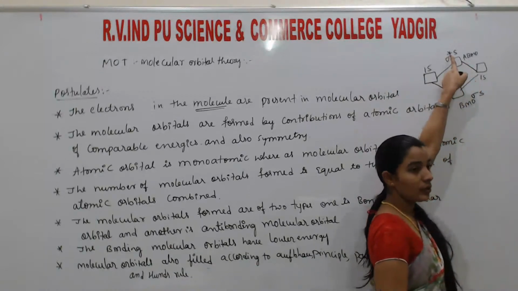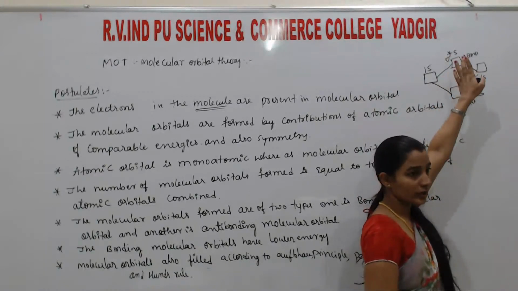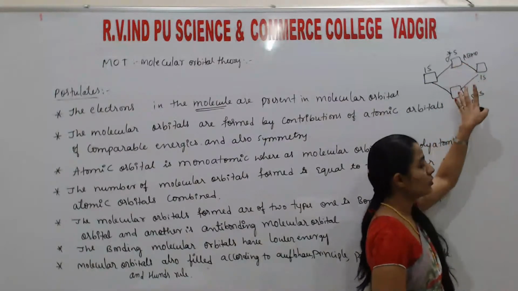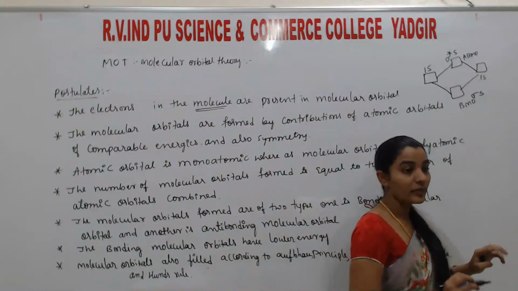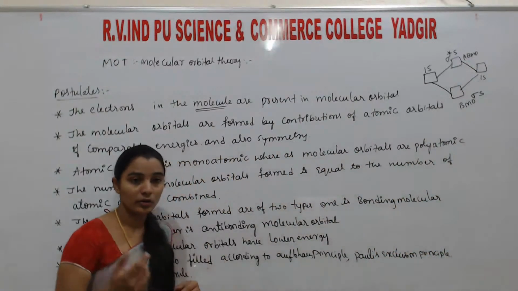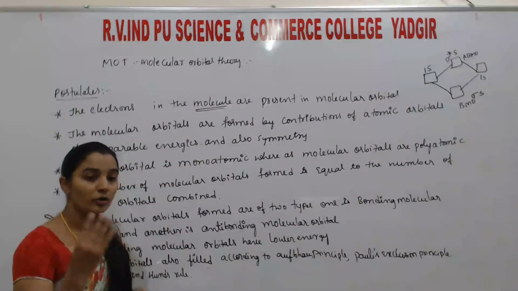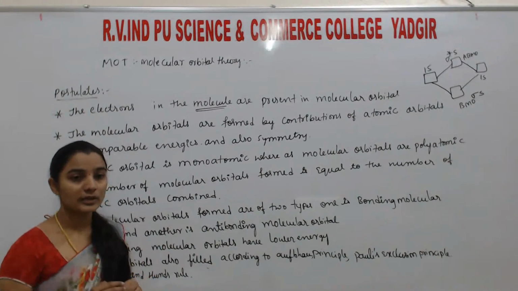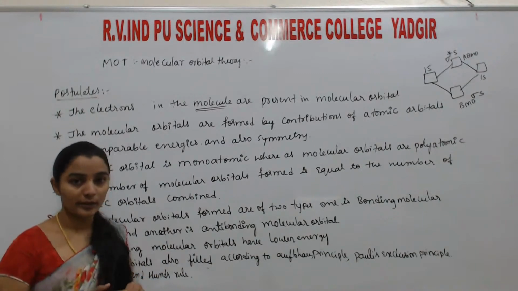Antibonding is represented with a star. Are you getting? It means if two atomic orbitals overlap, then two molecular orbitals will form. If three atomic orbitals overlap, then three molecular orbitals will form. If four atomic orbitals combine, then four molecular orbitals will form.